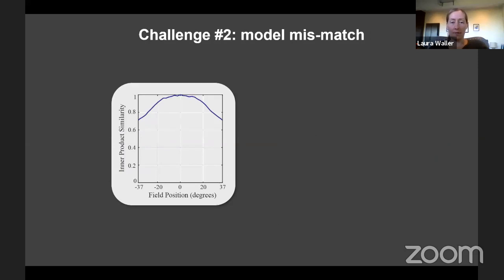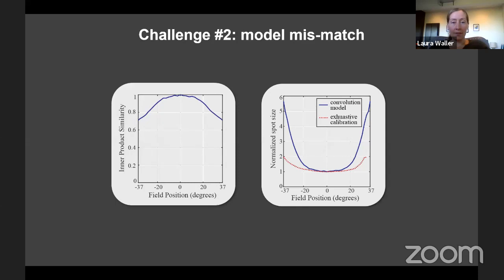Okay, so the other challenge is model mismatch. I pretended like everything was great and we had this perfect shift invariant system. But in reality, as you go off to higher angle parts of the image, it becomes less shift invariant. So inner product similarity is a great metric of how shift invariant the point spread functions are at different lateral positions. The lateral positions are here in degrees because we're looking at the lensless non-telecentric system, so the field of view can be thought of in terms of a spread of angles. If you look at the normalized spot size of the reconstruction, this gives a pretty good sense of resolution at these different field positions.